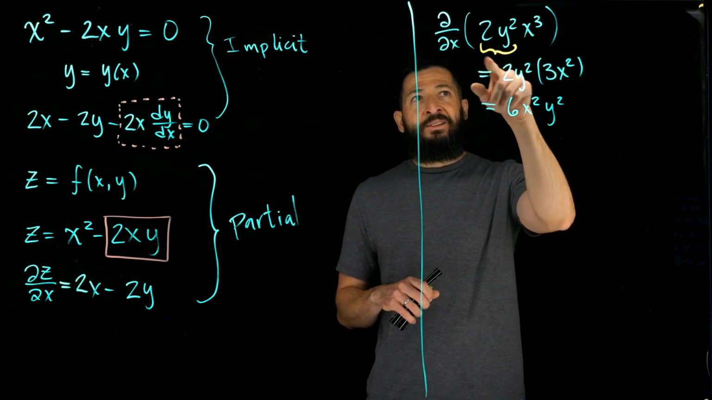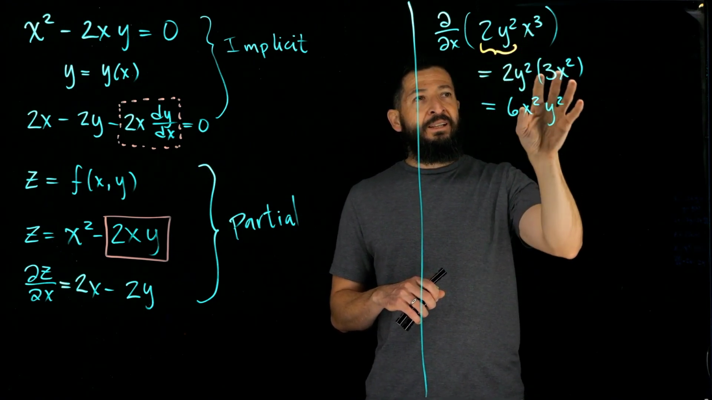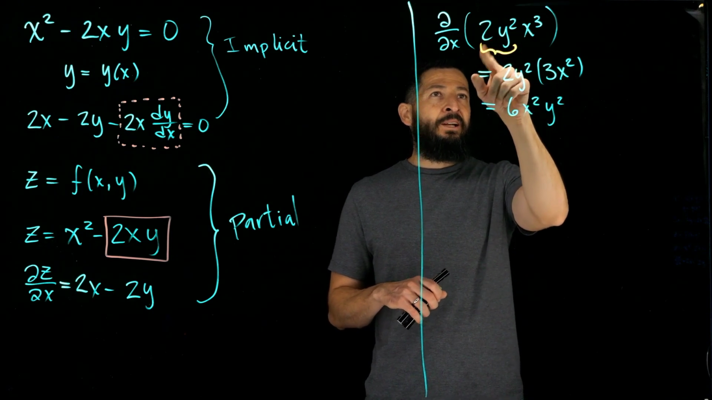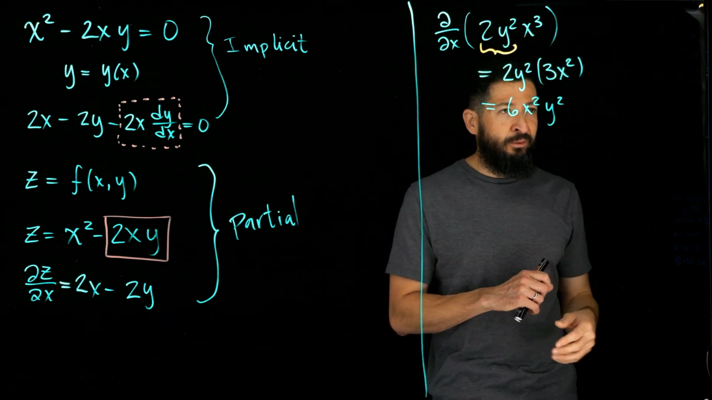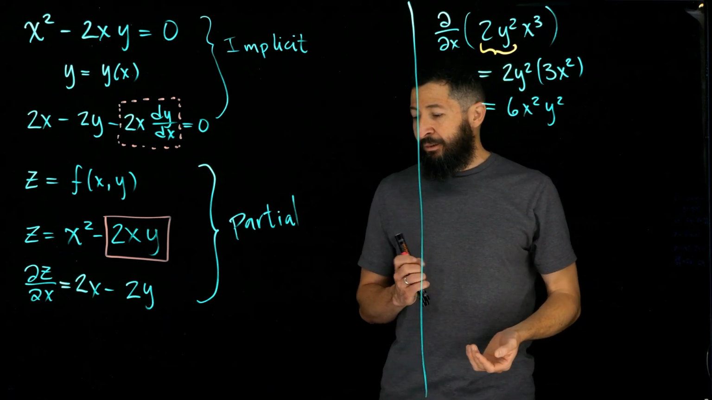If you were to do implicit differentiation, it would have been different, right? You would have had this term, and then you would have had another term for y x cubed dy dx, because you would be capturing that dependence right there.